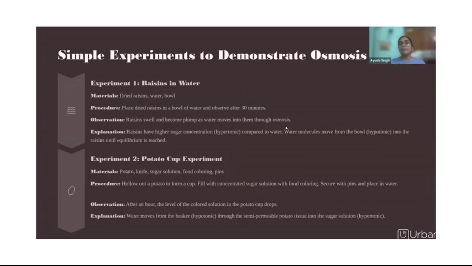Okay, so these are a few simple experiments which you can do: raisins in water and the potato cup experiment. Raisins I already told you, right? So you can just go through this. The second experiment, if you have any doubt, you can ask me. You have to take a pause, because again it will take a lot of time if I start explaining this. It will become a 1 hour class. So maybe we'll do it in our 1 hour class.